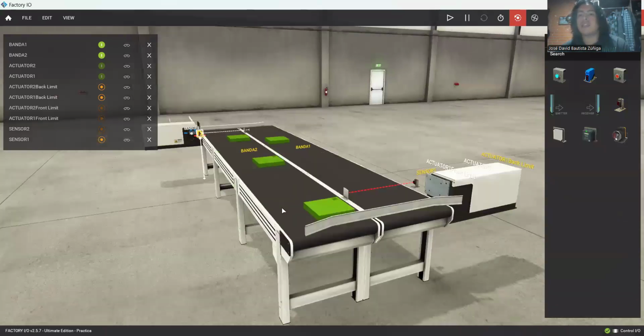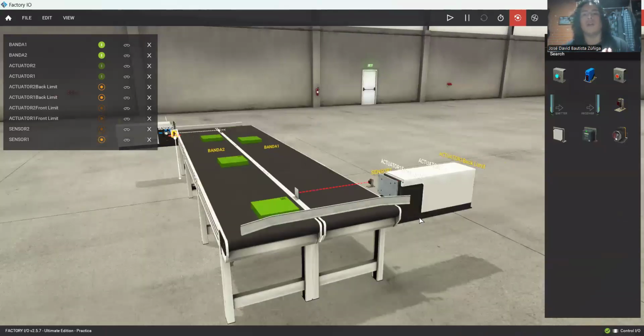Then each band has its own actuator or pusher right here, which is actuator number 1 and actuator number 2. The duty of these actuators or pushers is to send these boxes to the other band. For example, in this case, band number 1 is going to have a box right here and it is going to come this way.